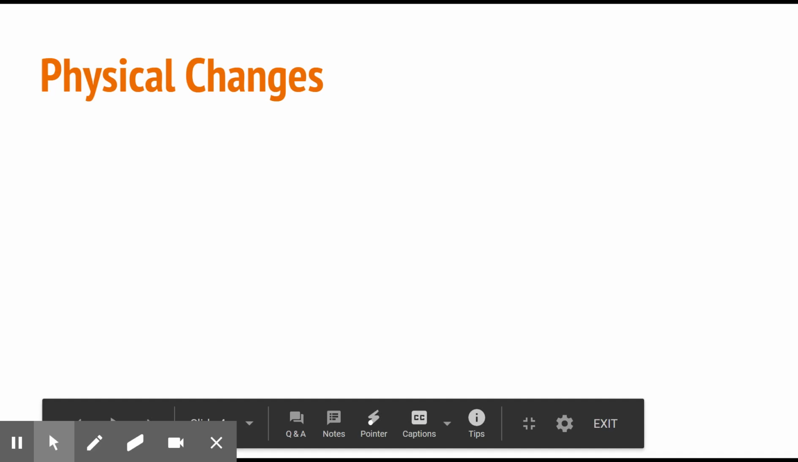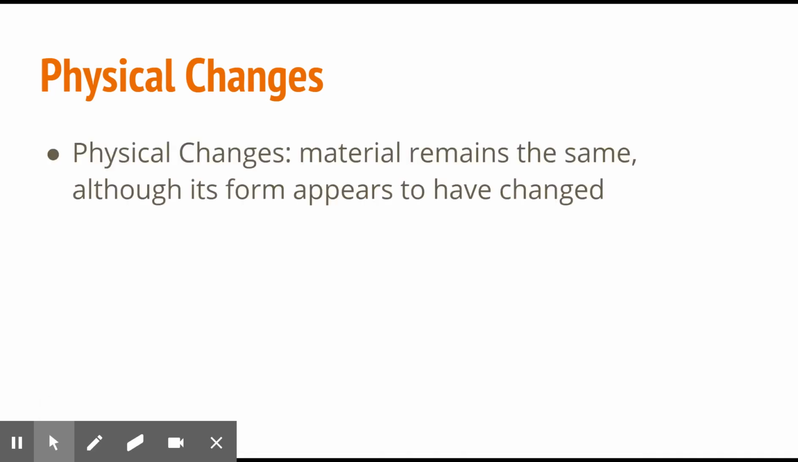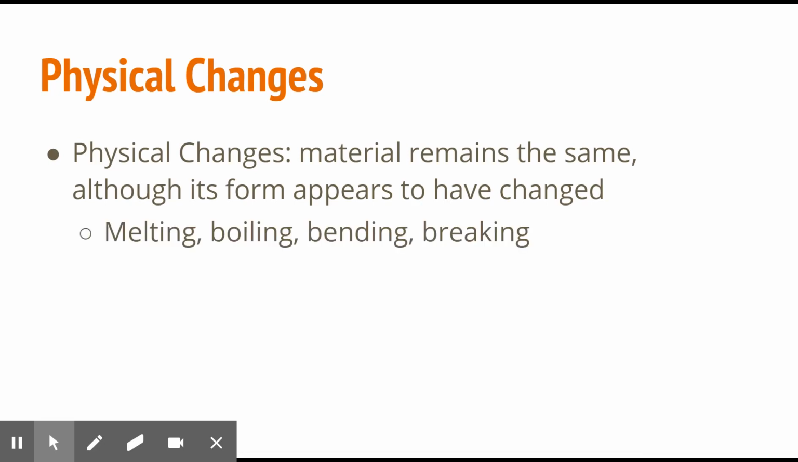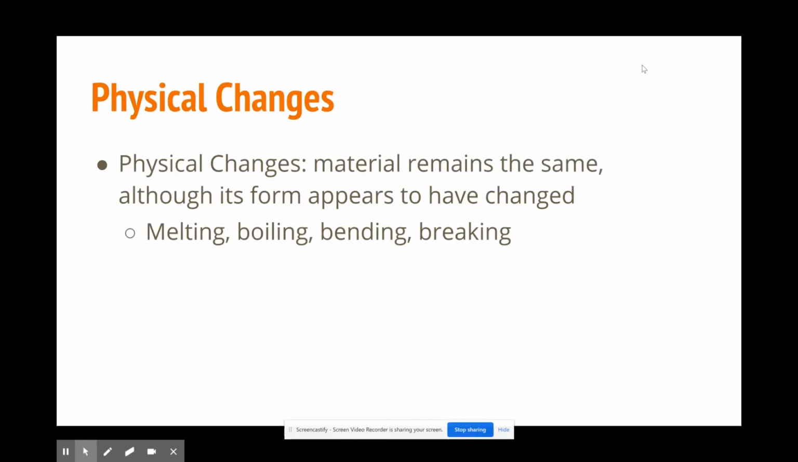Now, you may be asking yourself, what is a physical change? Physical changes are when your material stays the same, but the form that it's in is different. Some examples of that are melting, boiling, bending, and breaking. Those are all physical changes. If I melt ice, frozen water, to a liquid, it's still made of water. So that is a physical change. You could freeze it and turn it back, and it's still the same material.